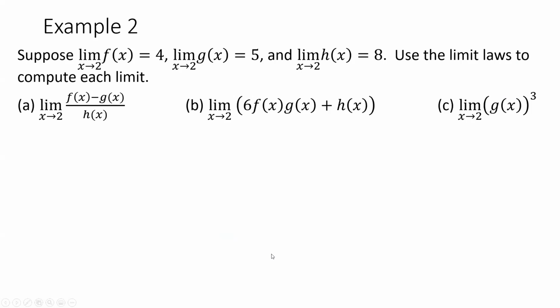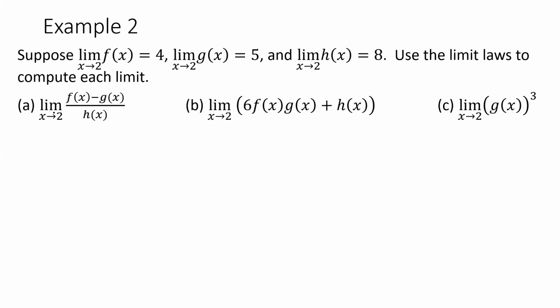Like for the first one, I'm taking the limit of f of x minus g of x over h of x. And here they're telling us what we need to know to evaluate this limit, which is: what does f of x approach? What does g of x approach? What does h of x approach? So they're giving us the limit as x approaches 2 for each of those functions.